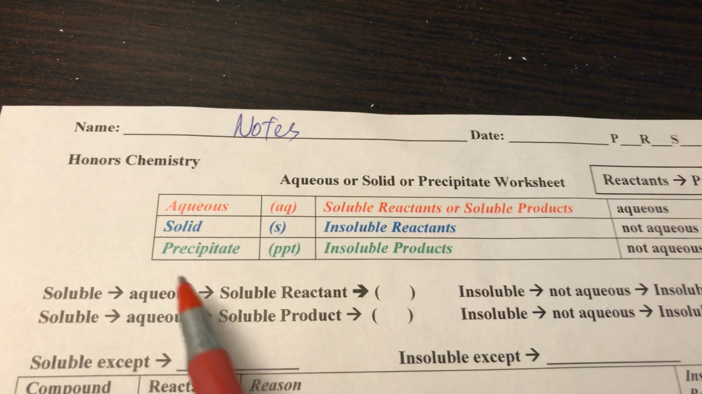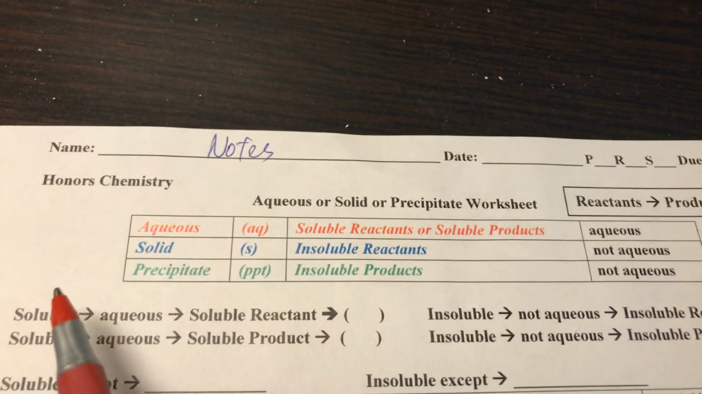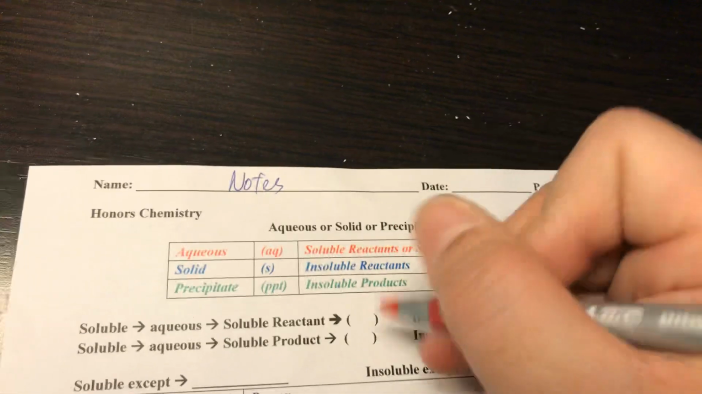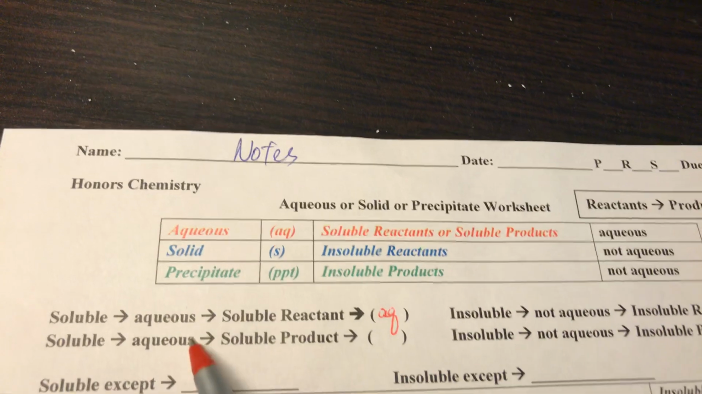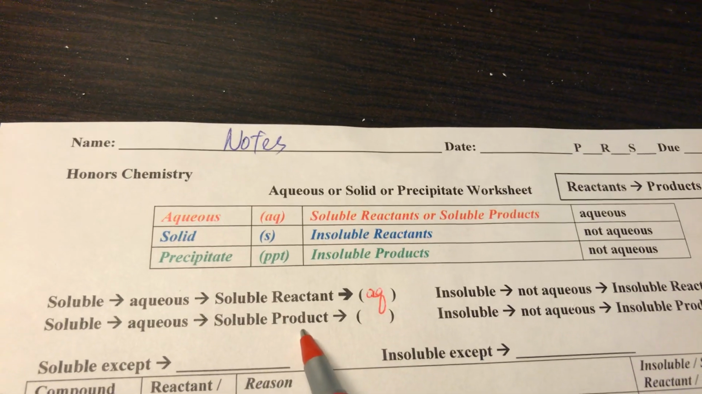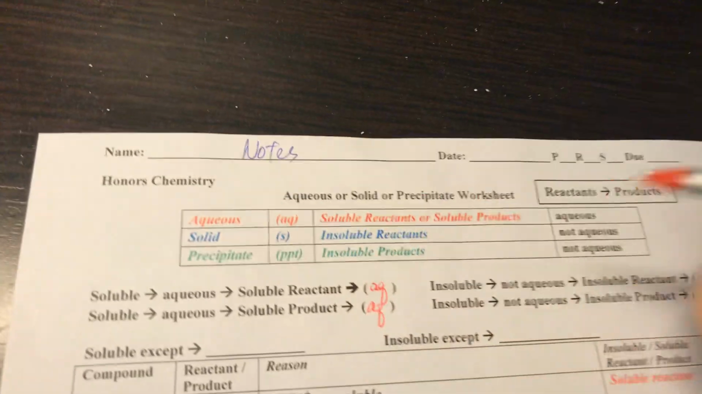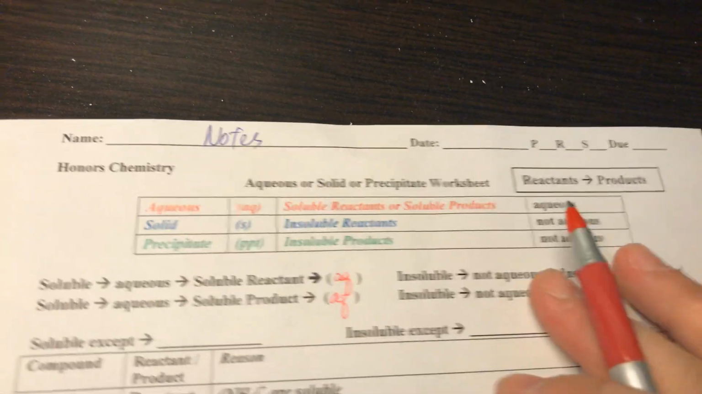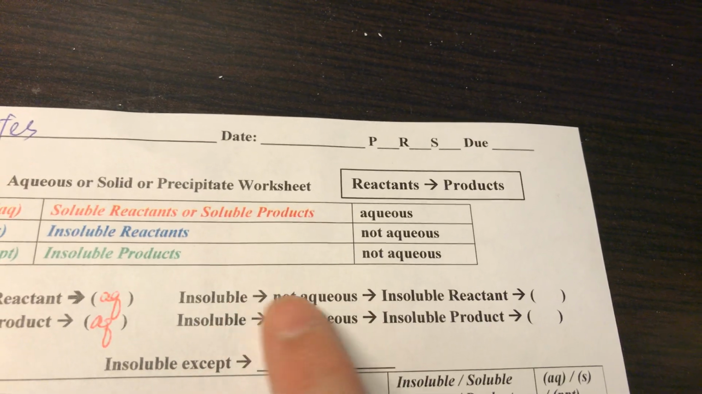Soluble is aqueous. So if I give you a soluble reactant, then we will say it's aqueous, so AQ reactant. If it's a soluble product, it will also be AQ. Anything soluble, we will say aqueous. And insoluble means not aqueous, okay? Insoluble means not aqueous.